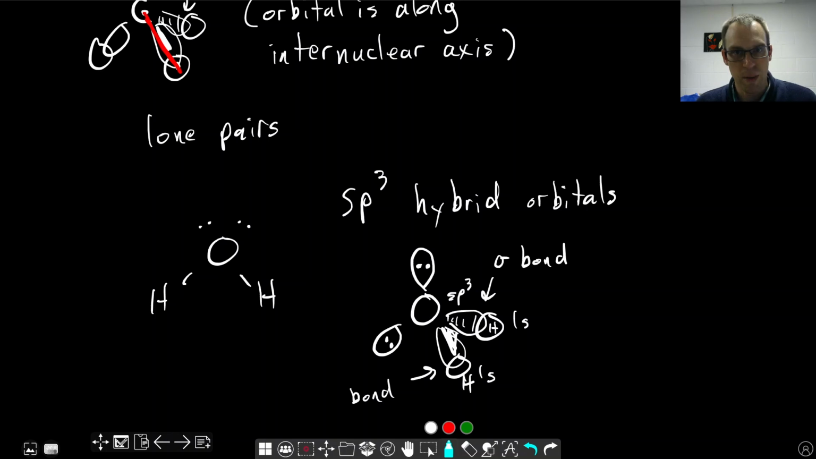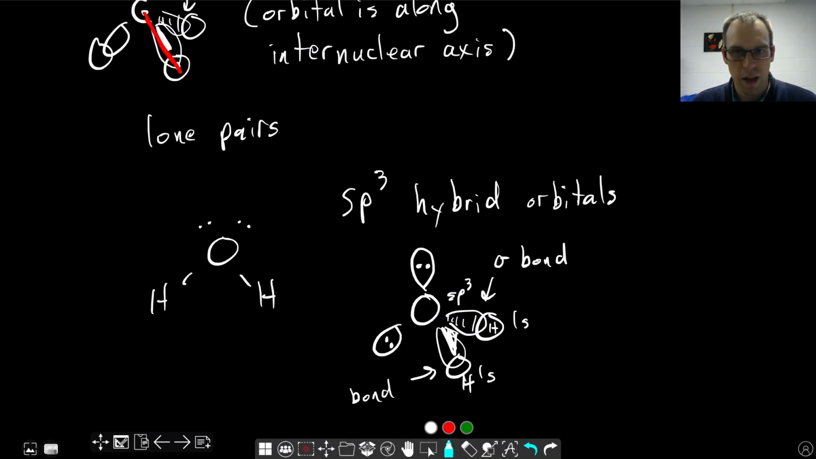So we still get the same overall structure, the same overall shape to the molecule, the fact that we have this about 109.5 degrees, a little bit less than that. All of that is the same as what we learned about with VSEPR theory. But now we're just understanding what's happening with the electrons and where they are specifically in the molecule.